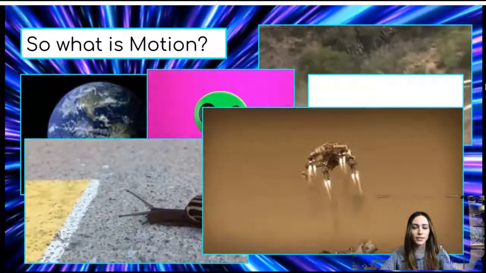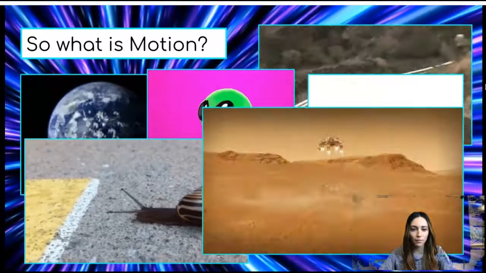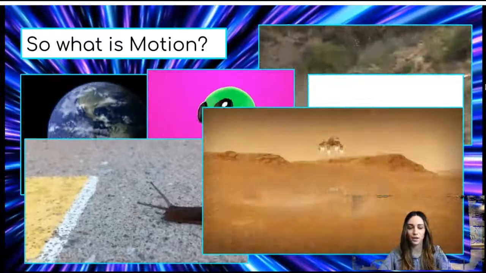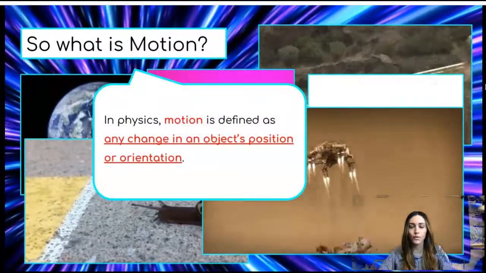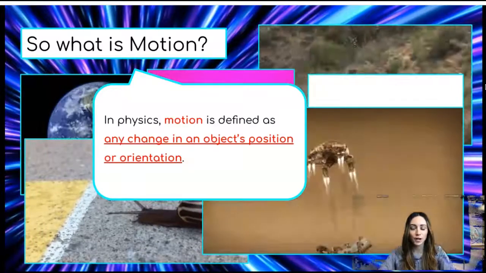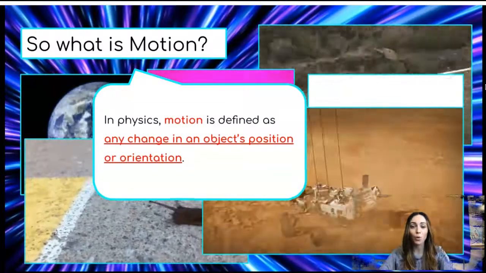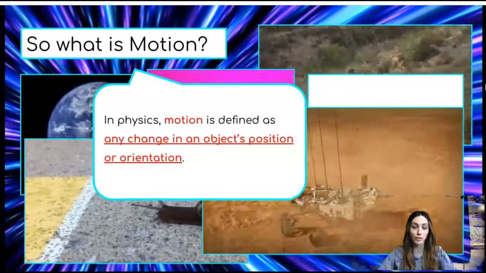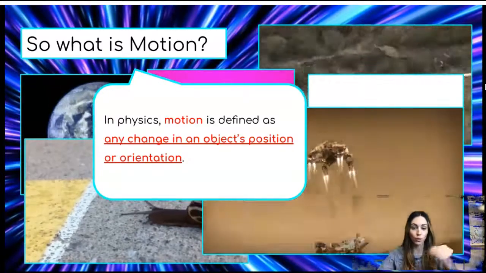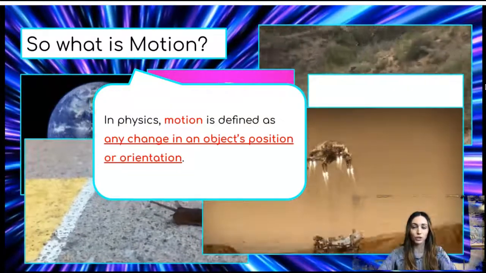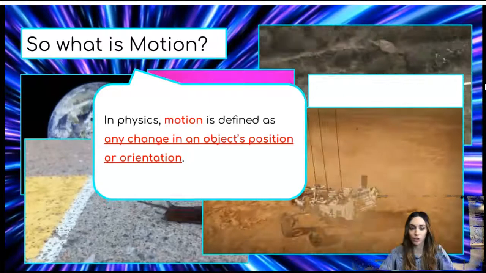So as you look at these examples, were you able to come up with a thought of what you think motion might actually be defined as? So in physics, when we say motion, it is defined as any change in an object's position or orientation. That means if an object is to move positions from one place or one point to another, or to change its orientation in any way. So to change the way it's facing or the way it's positioned.